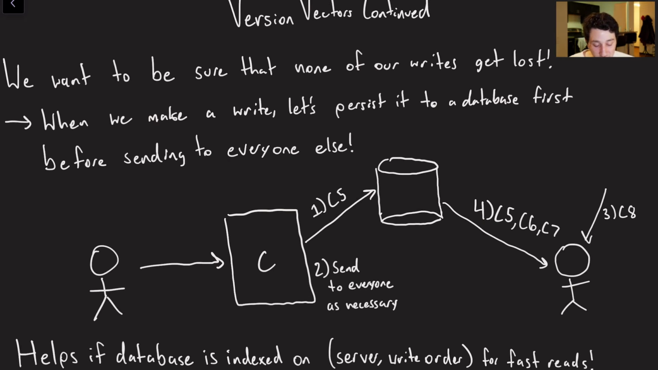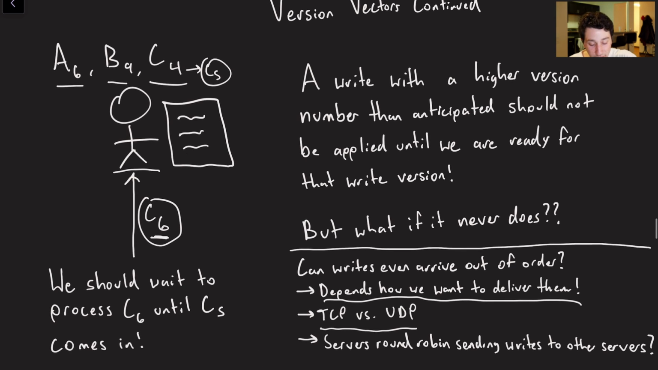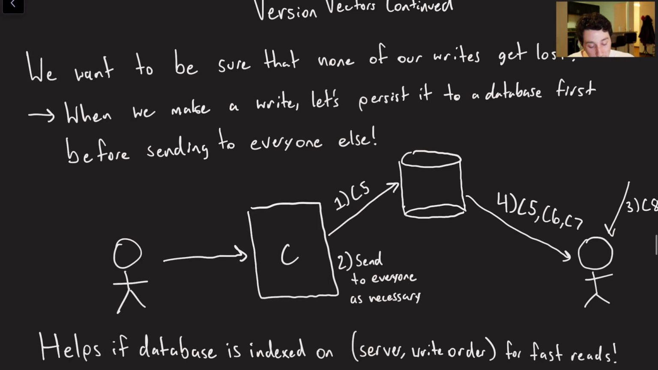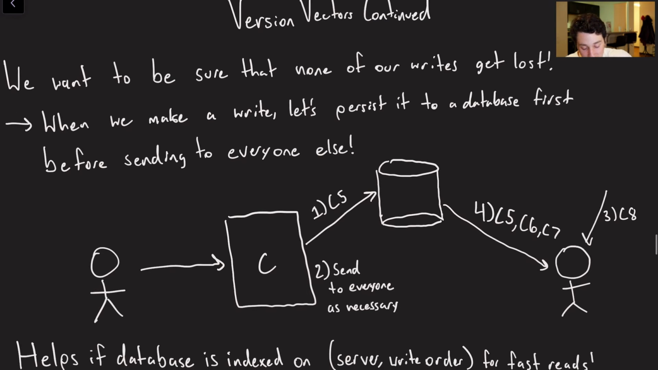So like I mentioned, you can receive messages out of order. And when we do, what we can do is, when we first make a write, we can persist it to a database, right? We want to be sure that none of our writes are getting lost. The reason being that ultimately if I need to get a write because I haven't seen C5 over here, then I want to be able to just request it from some server. So we'll talk about that in a second.